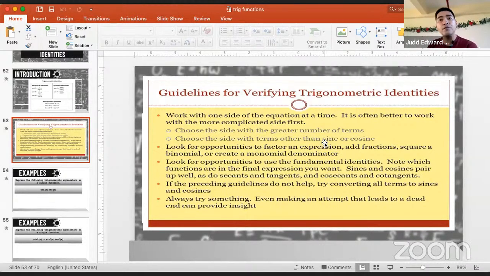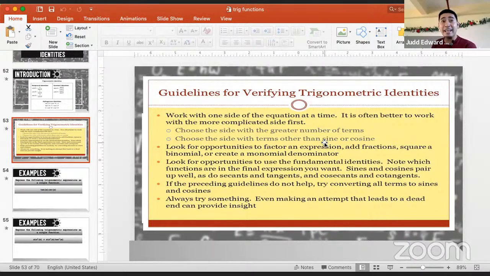Okay? Next, look for opportunities to use the fundamental identities. Note which functions are in the final expression you want. Lagi naman ganun eh. Ano ba yung gusto mong maging final expression? Di ba? Ang gusto nating palaging maging final expression is yung isang side na hindi natin ginalaw. So, dapat yun yung mapalabas mo ngayon. Sines and cosines pair up well. Kaya nga lagi daw silang magkasama.